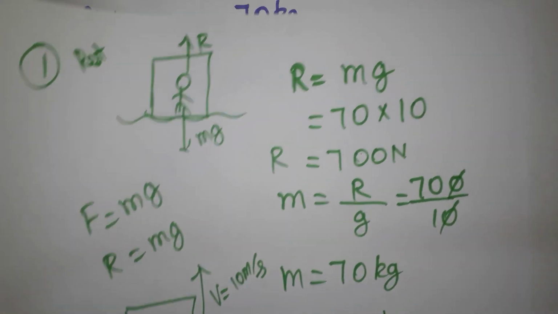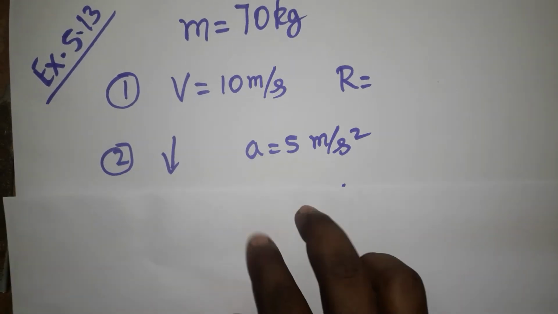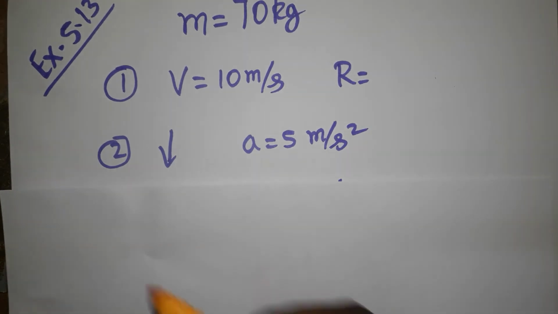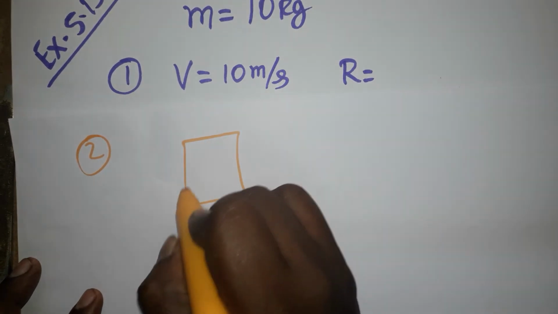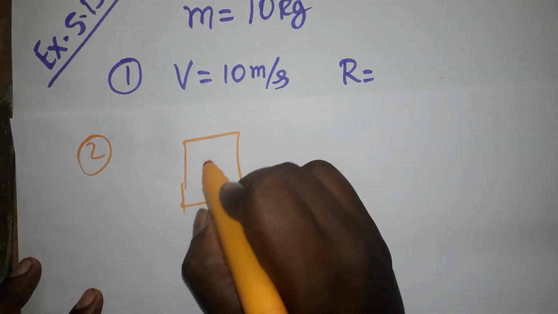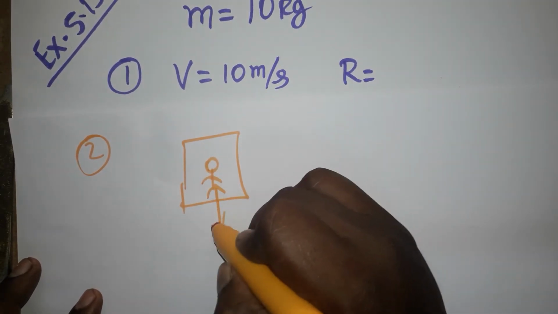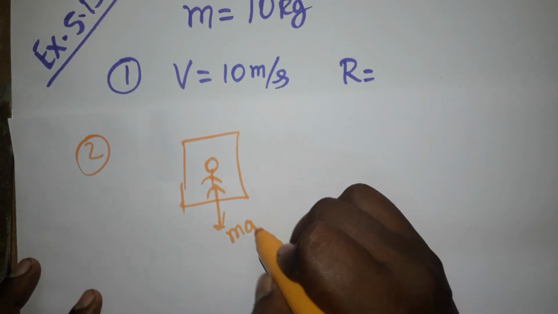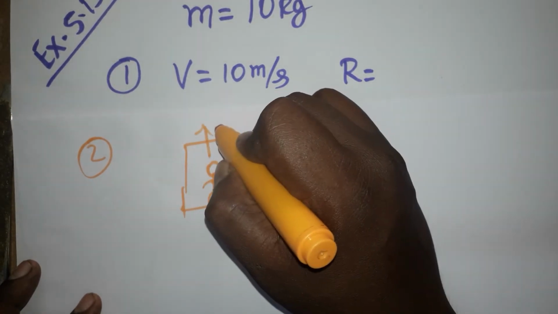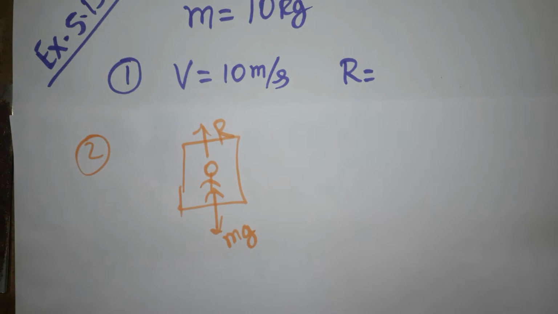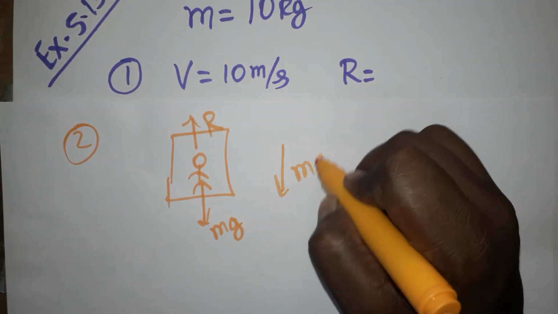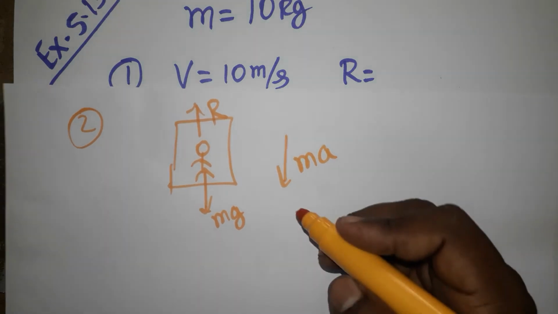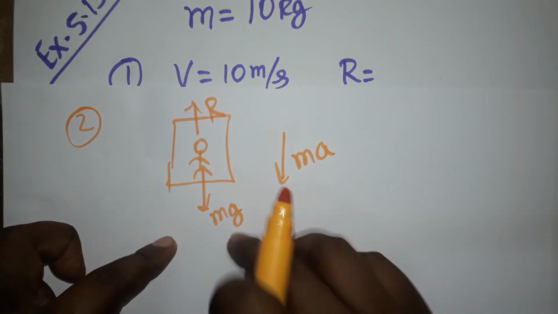Now the second condition, the lift is moving down. Here the person is sitting, mg will act downwards and the reactional force will be upwards. Now which side is the lift moving? Downwards, with an acceleration of a. Now which side is moving? That has the greater magnitude.